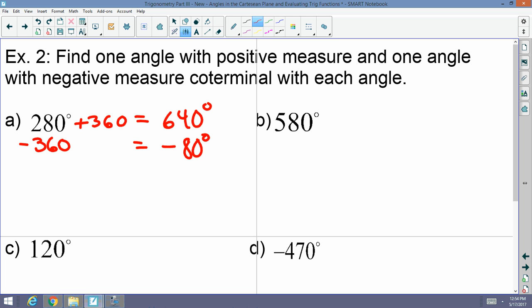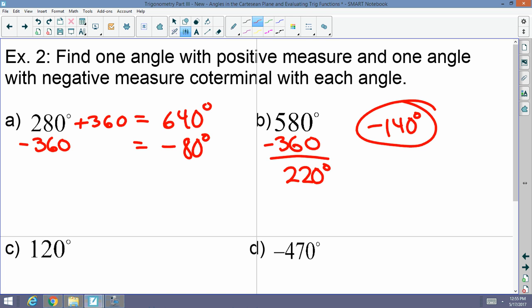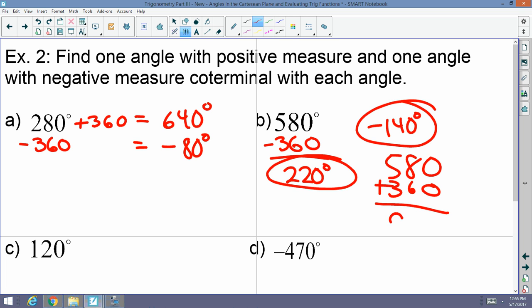No, not for negative. If I subtract 360, that gives me 220, so that's still a positive coterminal. But now if I subtract 360 again, then it'll be a negative 140 as well. Yes. Because remember, you can subtract multiples of 360. So you know that 540 is larger than 360, so you can subtract 720, right? If you subtract 720, then it's going to be negative 140. Yes, sir. Another one would have been 940 as well. But this is a positive coterminal as well. But if I take 580 and I add 360, well, guess what, guys? That's still another positive coterminal.